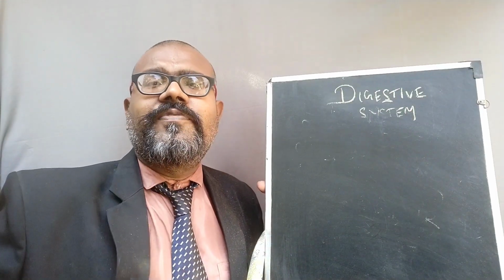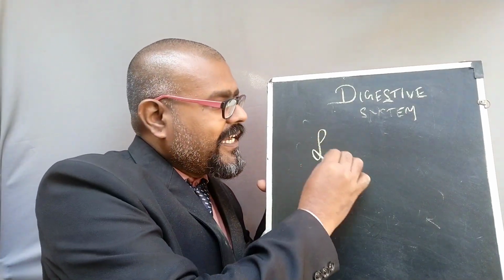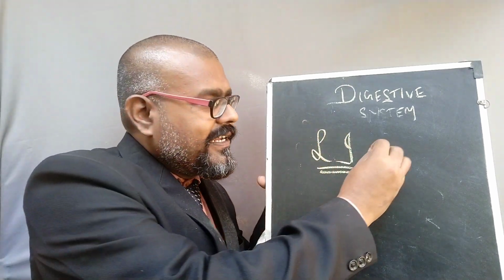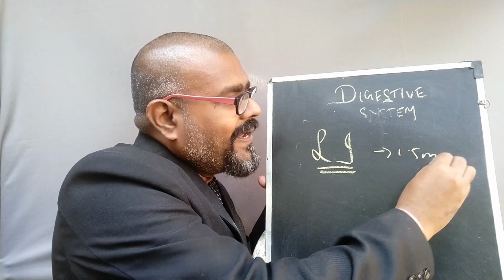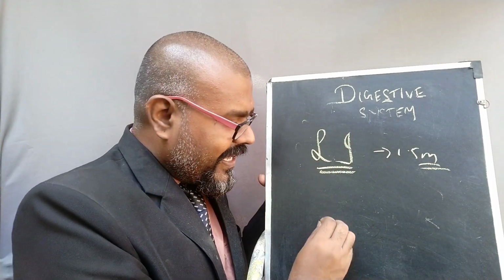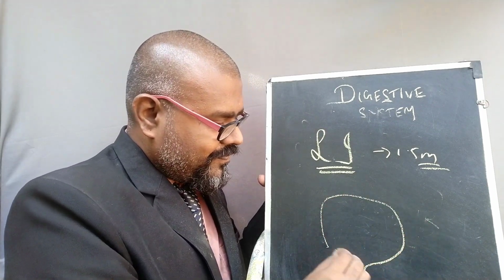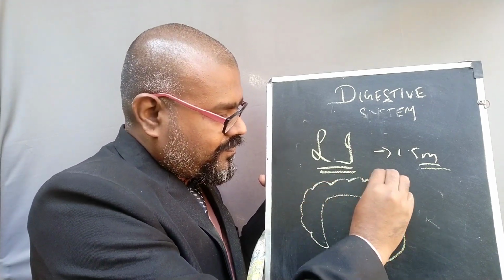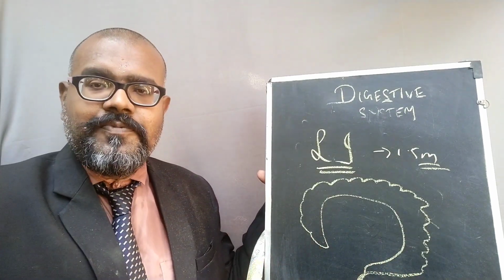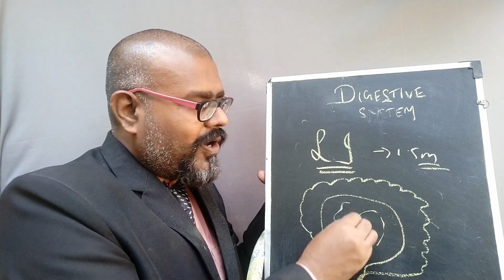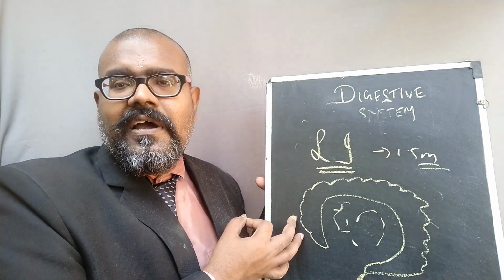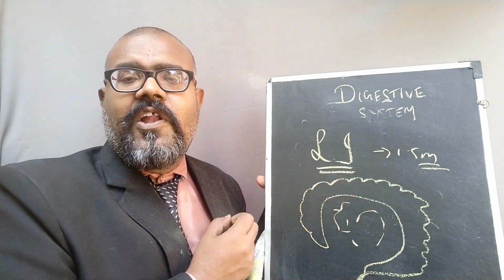The next portion of the digestive system is the large intestine. This large intestine is also a long region, around 1.5 meters in length. The large intestine has a shape like this. This is the rough diagram I just put, and inside it the small intestine is present. This is a freehand structure of the large intestine.